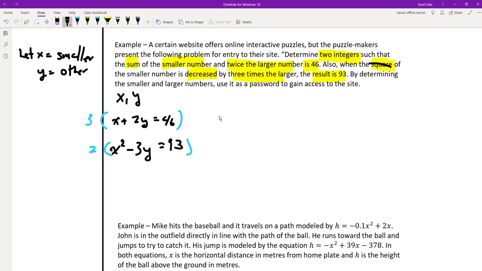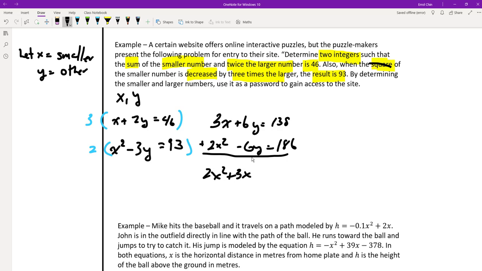And what equations do I get? I get 3x plus 6y is equal to 138. And then I have 2x squared minus 6y is equal to 186. And then I'm just going to add them together. So now I get 2x squared plus 3x, and notice that the 6y's will cancel each other out, is equal to 324. Now, you can move everybody over to one side. You get 2x squared plus 3x minus 324 is equal to 0.